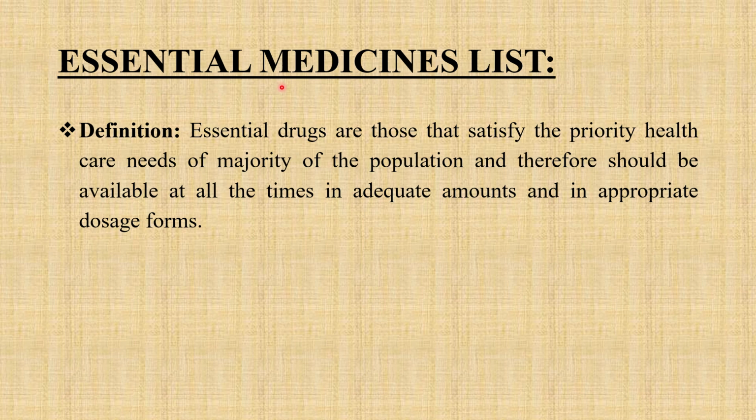Next point is the essential medicine list. The definition of essential medicine list: as the name suggests, essential drugs are those which satisfy the priority healthcare needs of the majority of the population and therefore they should be available at all times in adequate amounts and in appropriate dosage forms. Which means that essential drugs are the drugs which satisfy the healthcare needs of the public, and these essential drugs should be available at all times in adequate amounts and in proper dosage forms for the betterment of the public.